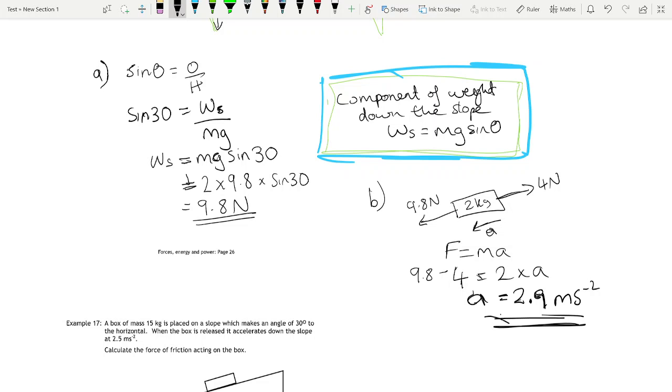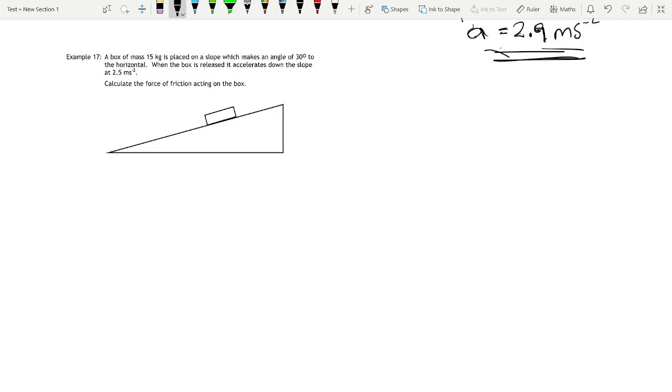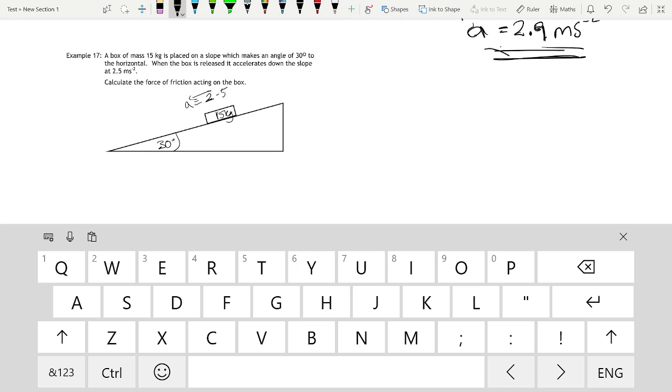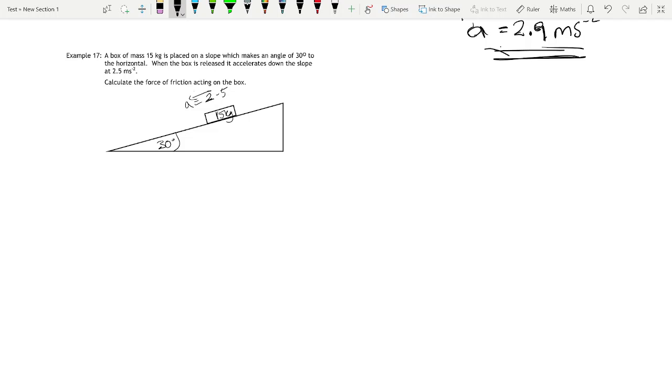So luckily we can use that in other examples. We'll do the next example. A box of mass 15 kilograms is placed on a slope which makes an angle of 30 degrees to the horizontal. So again, that's our angle. When the box is released, it accelerates down the slope at 2.5 meters per second squared. And it's 15 kilograms. Calculate the force of friction acting on the box.